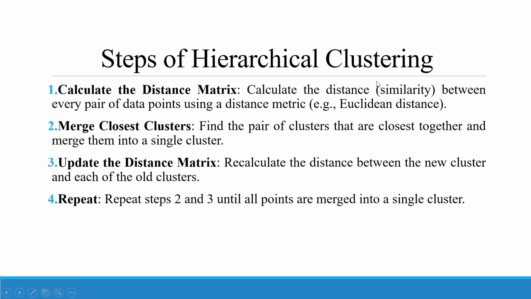Steps of hierarchical clustering. Calculate the distance between every pair of data points using a distance matrix, that is, the Euclidean distance. Don't worry, you don't have to do it. The software will do it on its own. Then merge the closest clusters. Find the pair of clusters that are closest together and merge them into a single cluster. Update the distance matrix. Recalculate the distance between the new cluster and each of the old clusters. Repeat steps 2 and 3 until all points are merged into a single cluster.